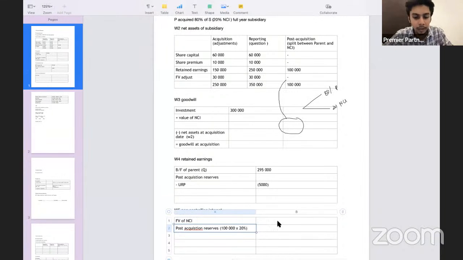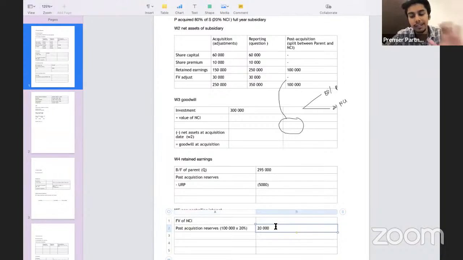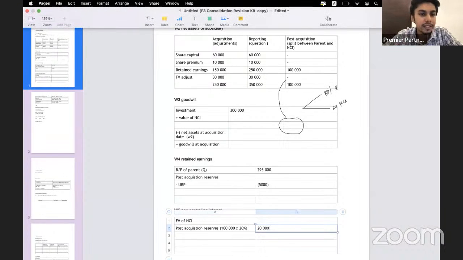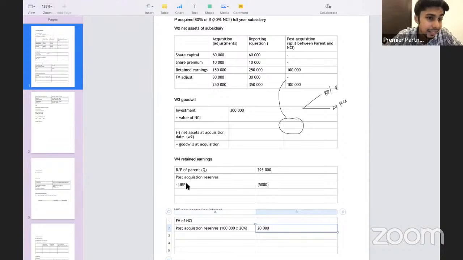Now, guys, listen. Normally, I have noticed students are comfortable with the NCI part. When I tell you to take 100,000, 20% inside NCI, definitely you will go and write this inside NCI. That I know. But when I ask you to go and mark it inside the parent, you get stuck. That's because there isn't a working called parent working. Now, NCI, it makes sense. We are writing it inside NCI.